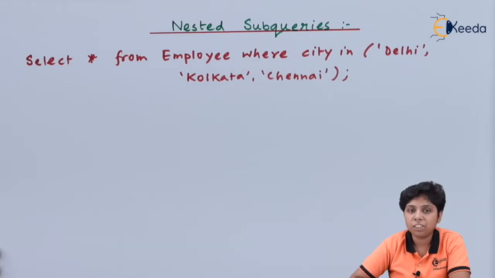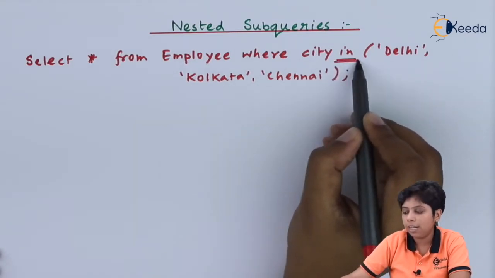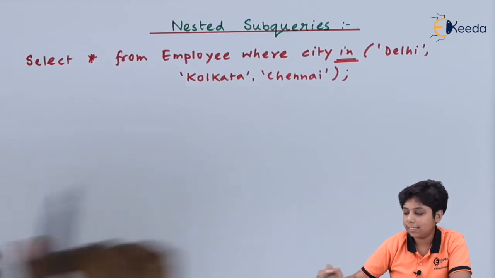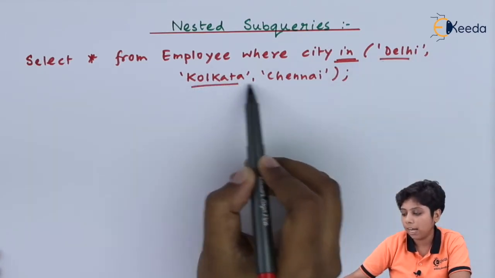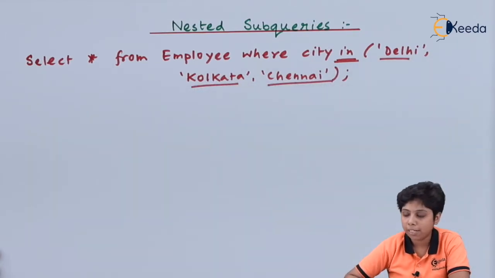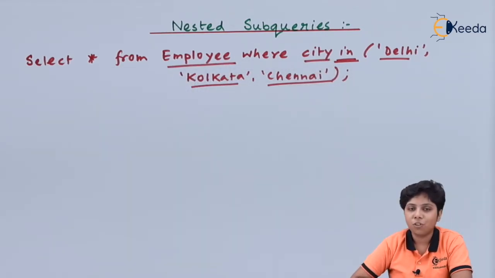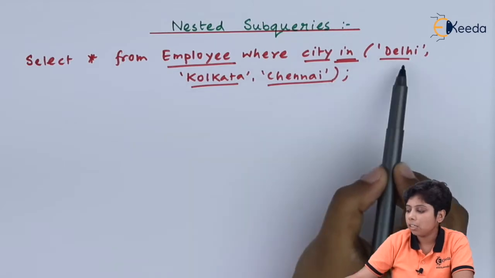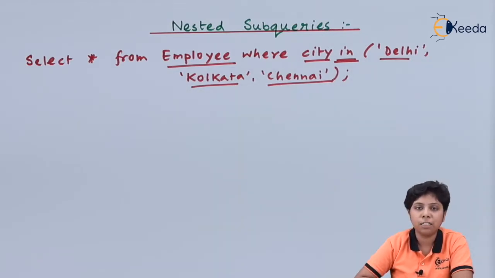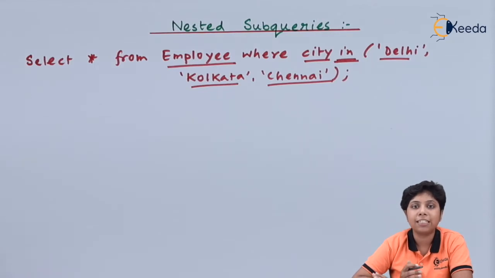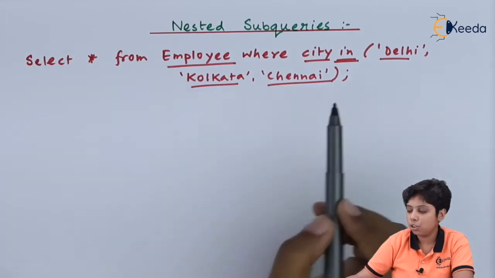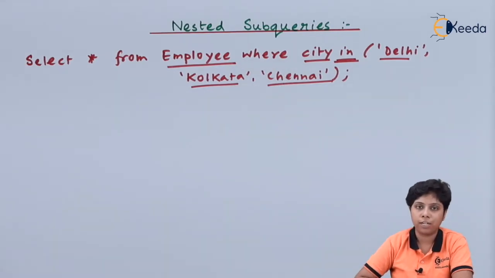See, we have used the in linking word here to make this set of Delhi, Kolkata and Chennai a domain to the attribute city in a relation employee. So here we are using a constant set as an input to the city. Now we will use something where the result of one query will be used as a set for another query, or the outer query.